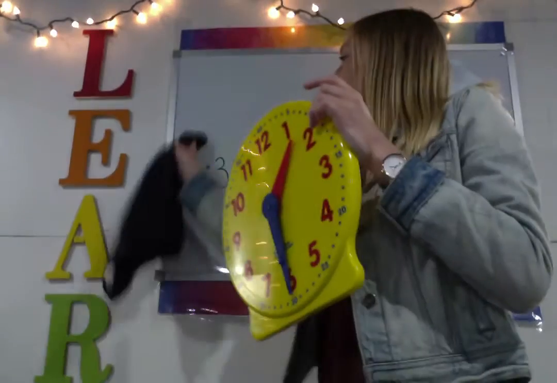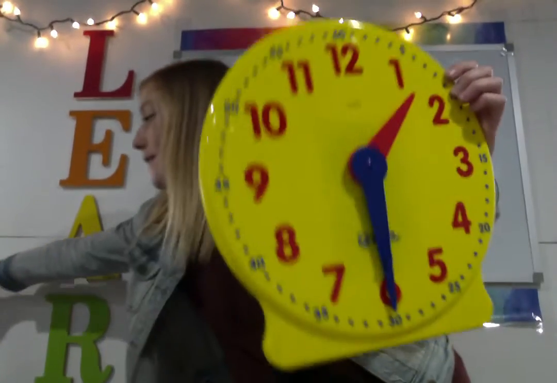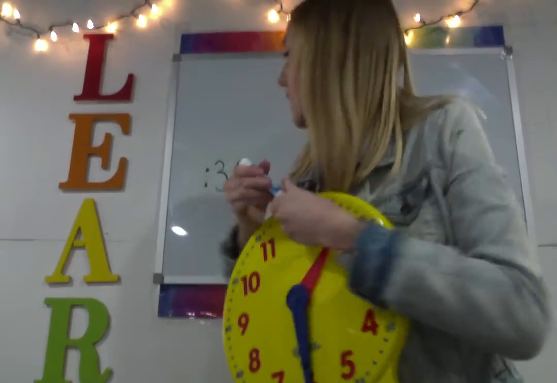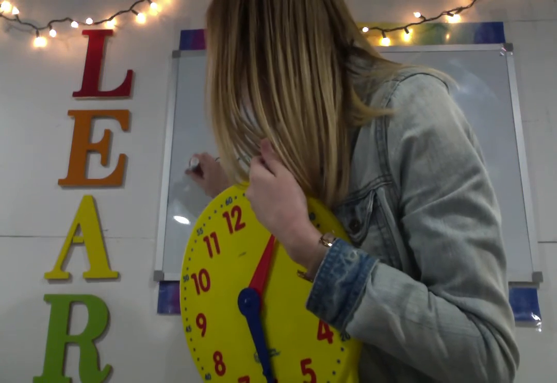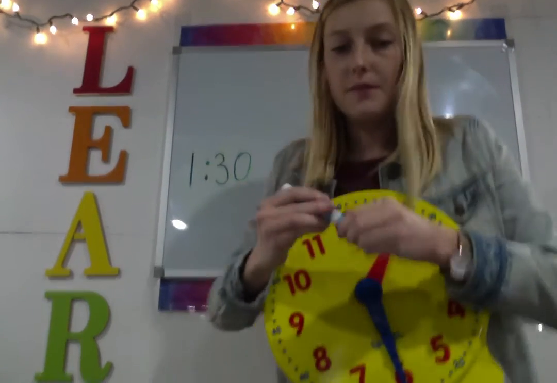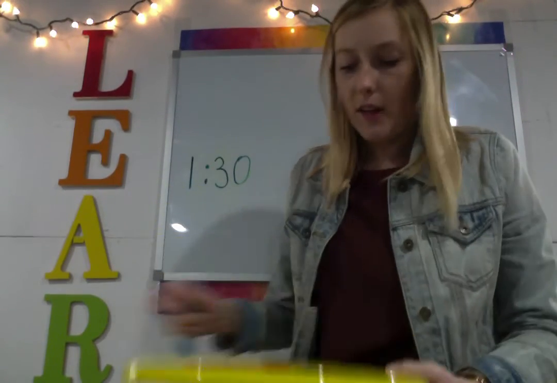So next to number 2, next to number 2, we can write 1:30. Now let's look at number 3.